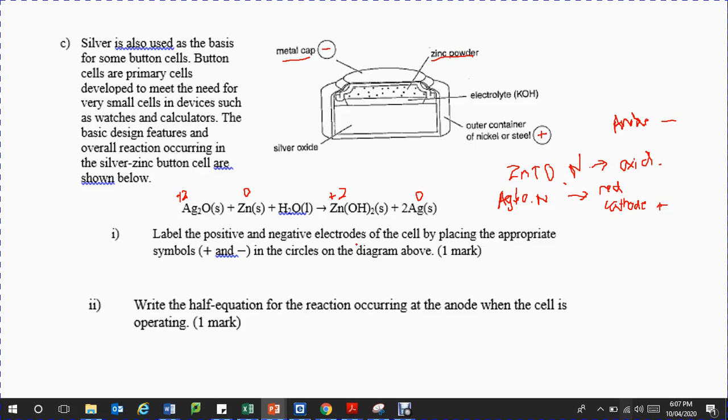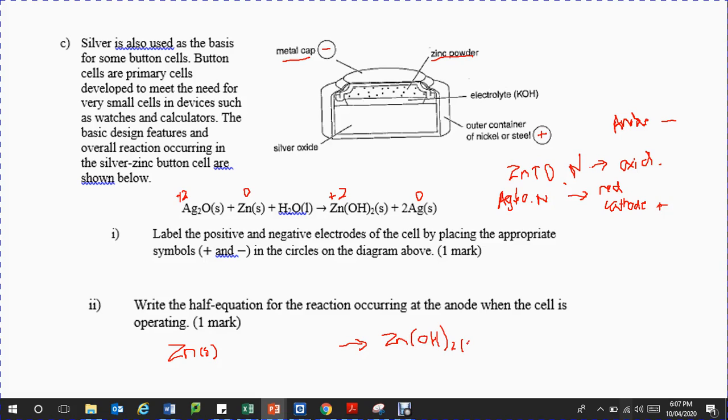Next part: write the half equation for the reaction occurring at the anode when the cell is operating. I worked out before that it's my zinc that's undergoing oxidation, so that's what's occurring at the anode. If we go to my overall equation, I know I've got zinc solid, and it's producing zinc hydroxide.